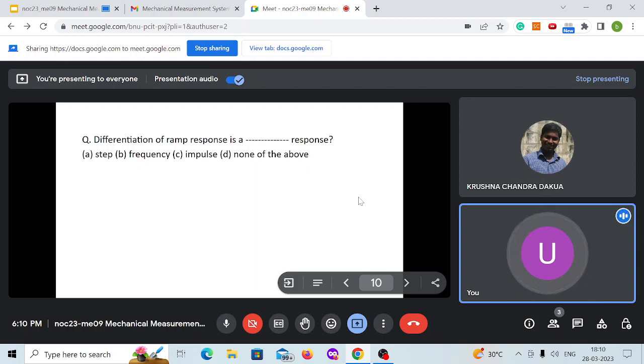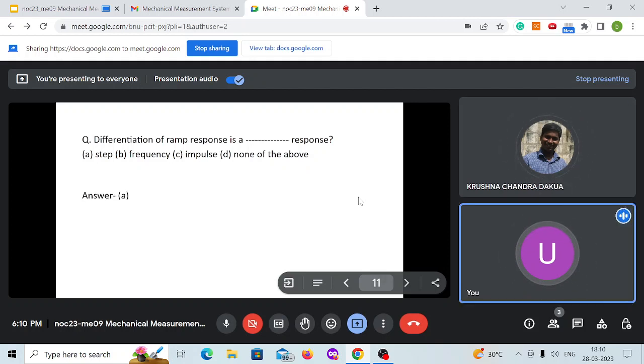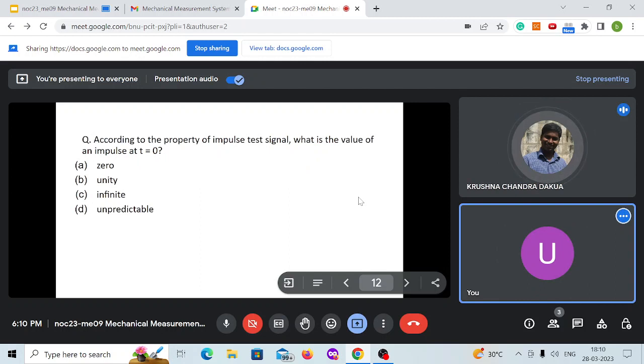See, if you take it as a line, y equals mx, where y is the output, and we leave out c because it starts from 0. If you differentiate with respect to t, you get m, which is the slope and will remain constant. So it will be option A, step. Okay, sorry. Moving on to the next question.